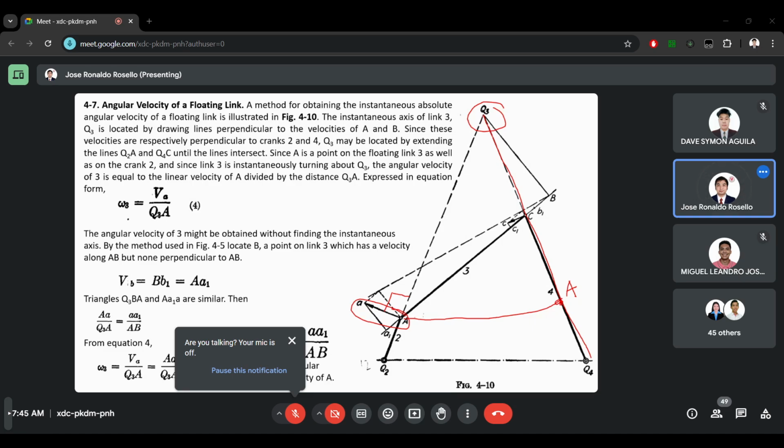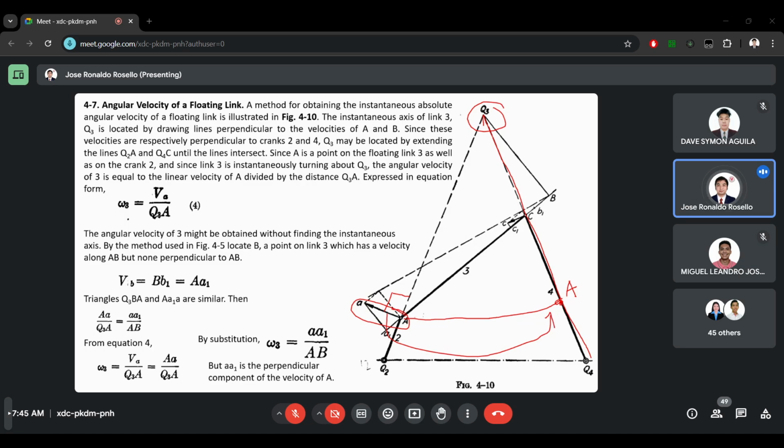Then from Q3, let's first copy the vector here at point A. For example, this is the vector. Then let's make a line from Q3 going to the end of the vector. Then let's make a perpendicular line from point C going to this proportionality line. And we will have similar triangles, and now we already have velocity C. Okay, I will make a detailed demonstration later.